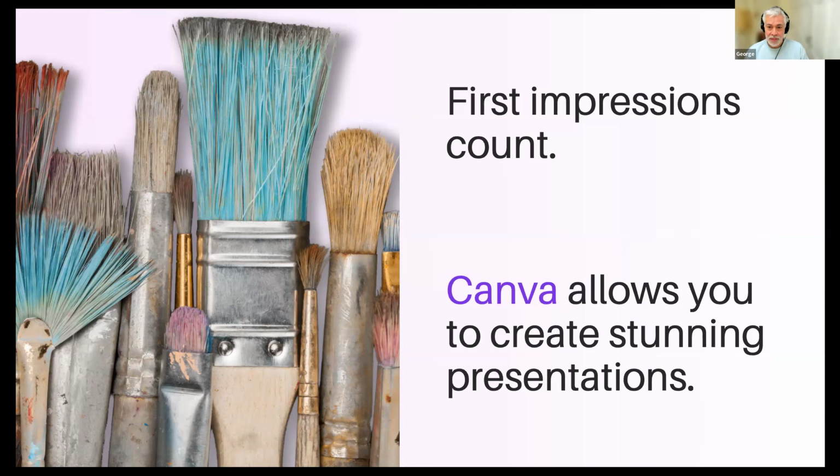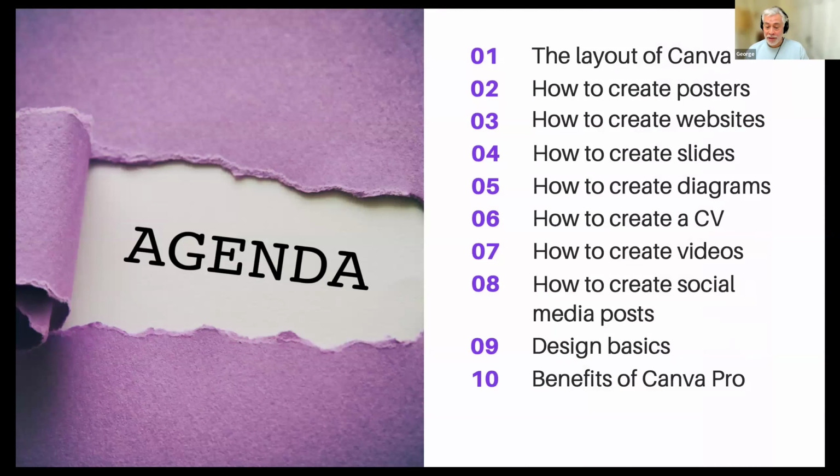So it's brilliant. The things I'm going to talk about today, there's 10 things. I'm going to first talk about the layout of Canva, how to create posters, websites, slides, diagrams, CVs, videos, social media posts. I'm going to talk a little bit about basics of design. And then I'm going to talk about the benefits of Canva Pro, which is only £13 a month. So you can sign up for 1 month, get the benefits, and then leave, which is what I have done in the past. But obviously, the more I use Canva, the more I just have a permanent account.